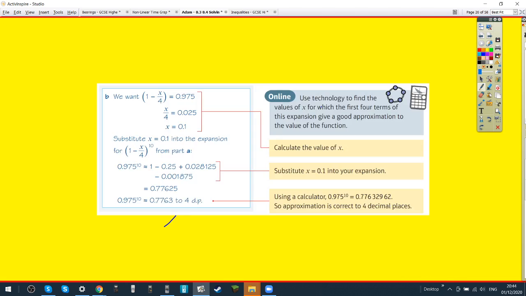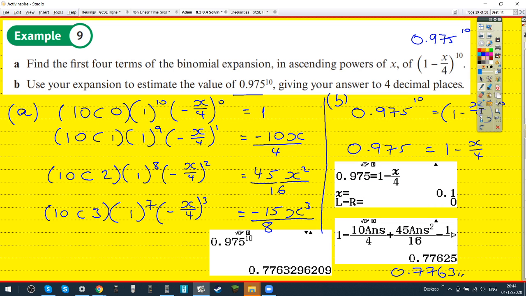And then the second one was you use your expansion to estimate. So you equate them, you find what x is, and then you sub it in. Yeah. But you don't just put this into your calculator, because that wouldn't be an estimate. That would be something very accurate. And you don't just put it into this one, because that would be the same thing. That would be a perfect thing. I'm happy.